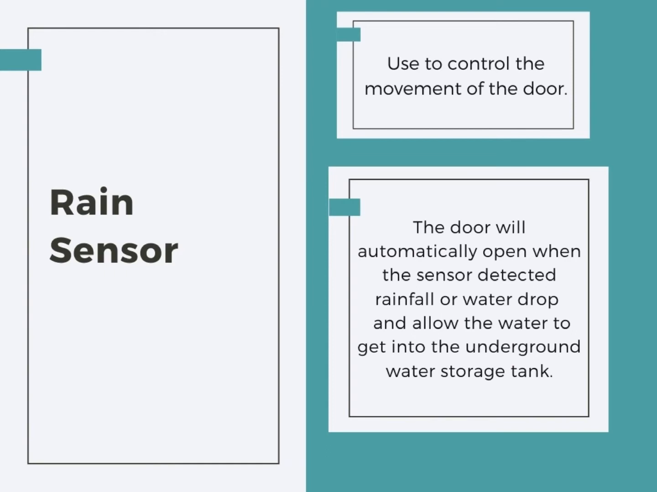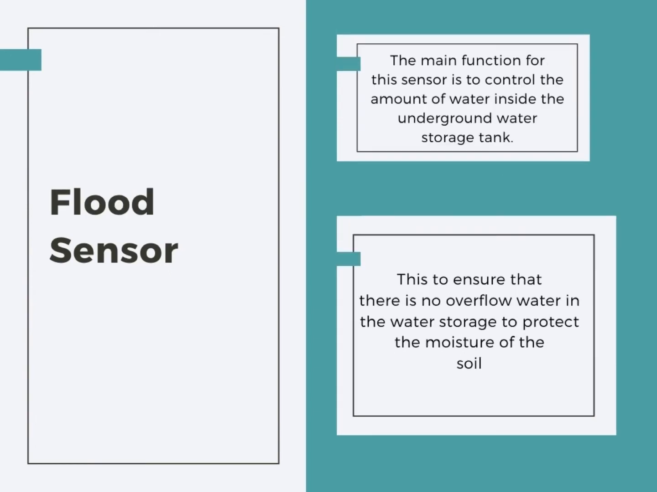The door will open automatically when the sensor detects rainfall or water drops and allow the water to get into the underground water storage. For the flood sensor, the main function is to control the amount of water inside the underground water storage tank. This is to ensure that there is no overflow of water in the storage, to protect the moisture of the soil. This is important because the moisture of the soil will affect the house structure day by day.